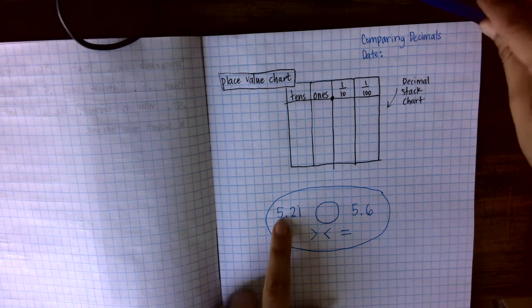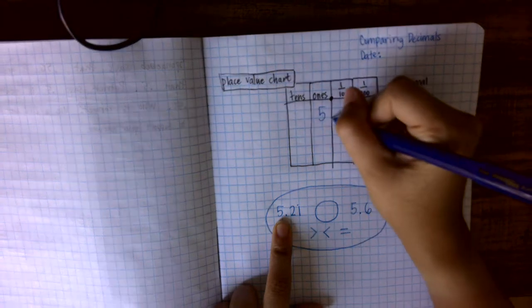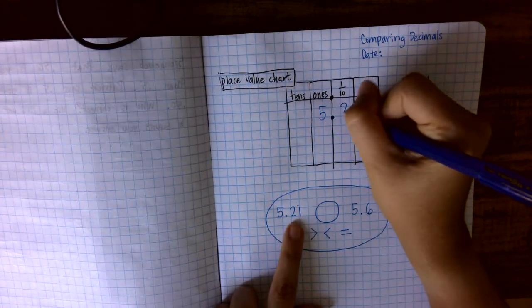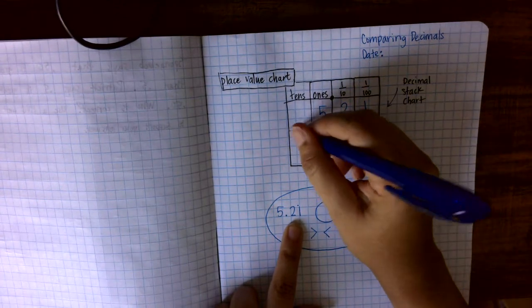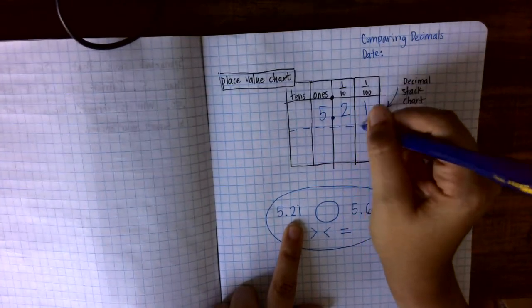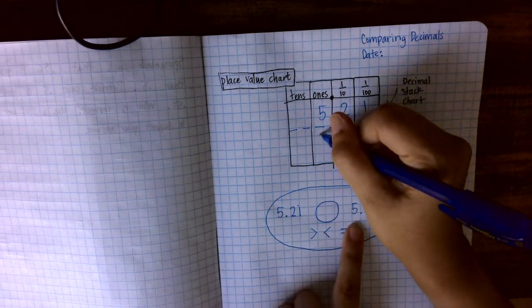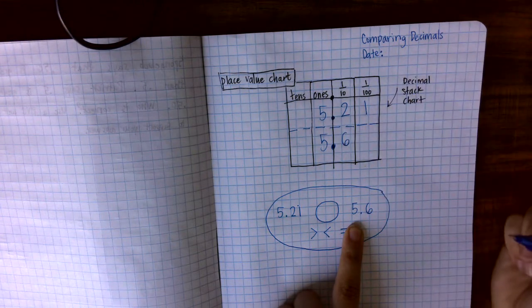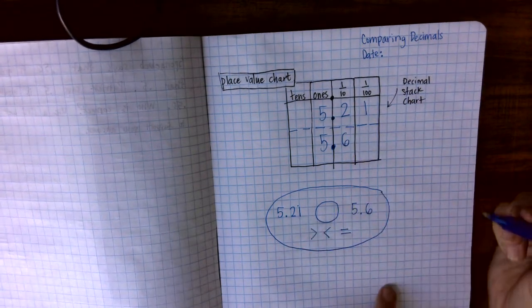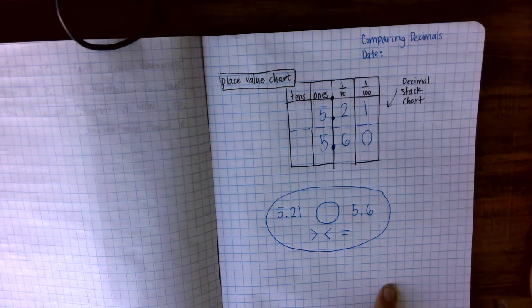So now I'm going to put my first decimal into the place value chart. So it's 5 and 21 hundredths. And then I'm going to draw a nice little dotted line. And I'm going to stack my next decimal, which is 5 and 6 tenths. I can also fill in any zeros if I want to, just so that the digits are equal.